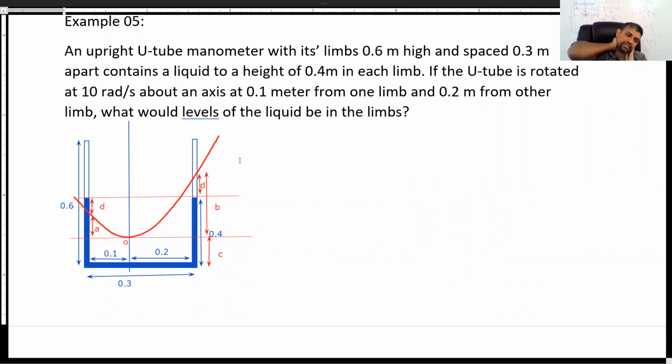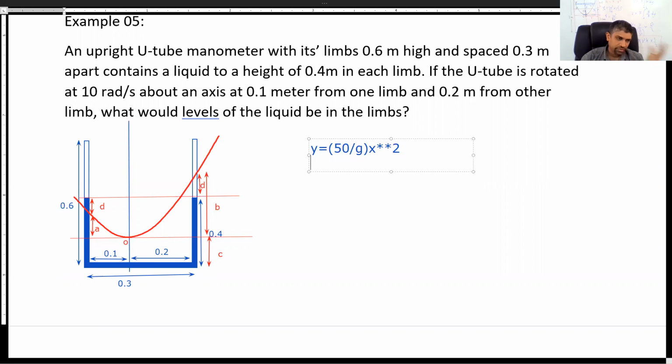Omega is given as 10. So we can use the equation. Y equals omega squared over 2g. Omega squared is 100, 100 divided by 2g. So finally the constant is 50 over g, 50 over g times x squared.